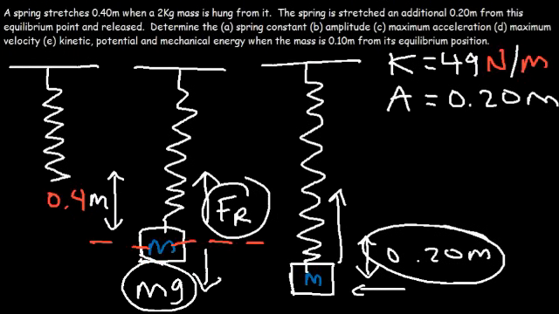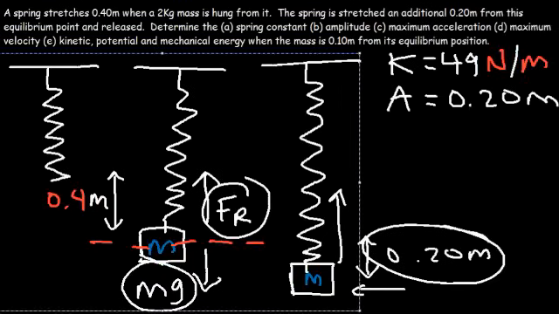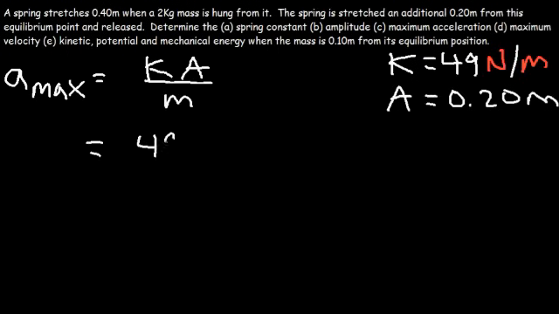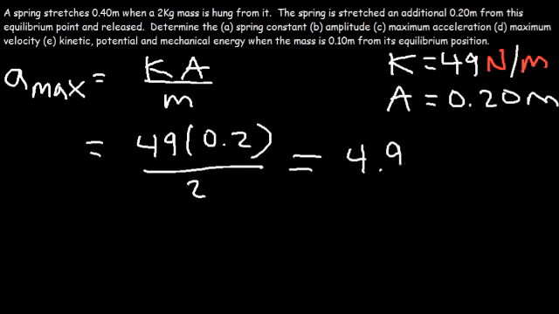Now what about C? How can we calculate the maximum acceleration? What is the equation that we need? If you recall, the maximum acceleration is equal to the spring constant times the amplitude divided by the mass. So it's 49 times 0.2 divided by the mass of 2. So the maximum acceleration is 4.9 meters per second squared.